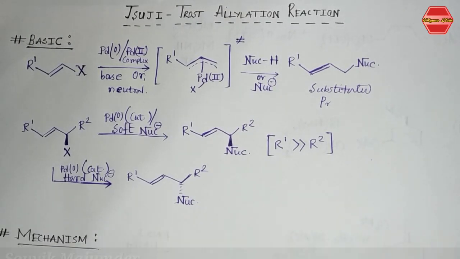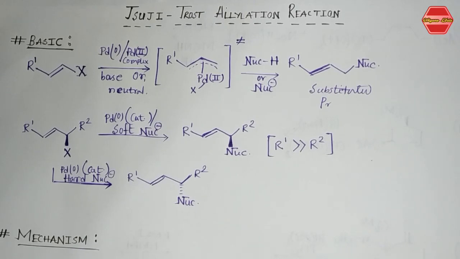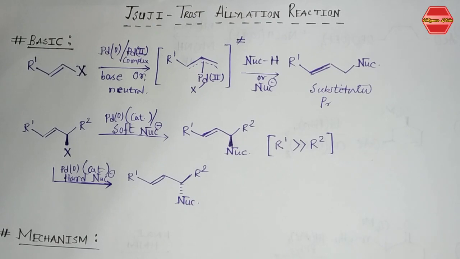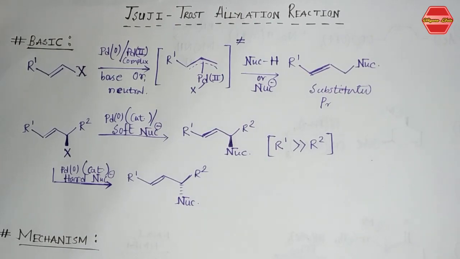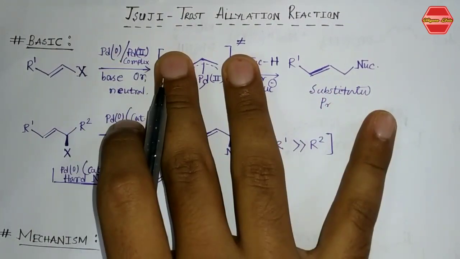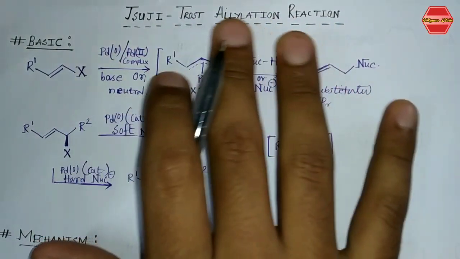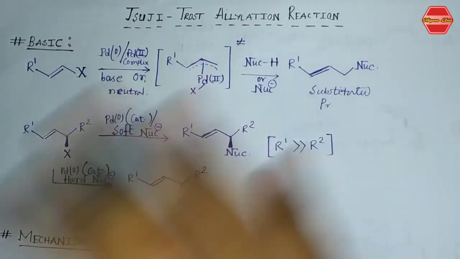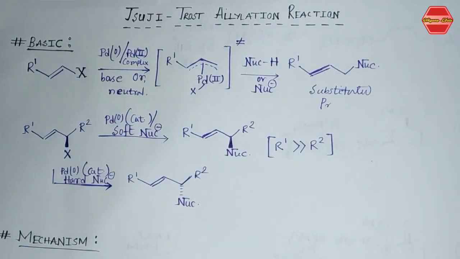Now this is one of the most important organometallic-based reactions. This is called the Tsuji-Trost allylation reaction. It is a part of the organometallic or coupling type of reactions. From the name you can easily identify that this reaction is a kind of allylation reaction, and an allylic compound is what you want to get after the reaction.